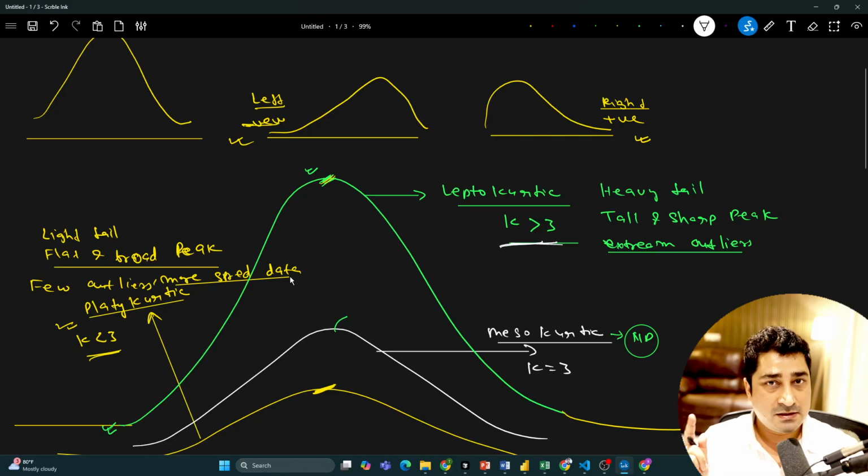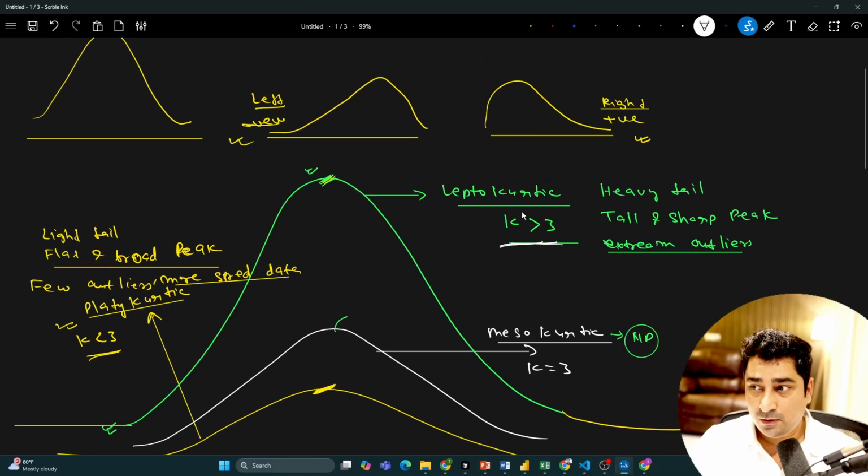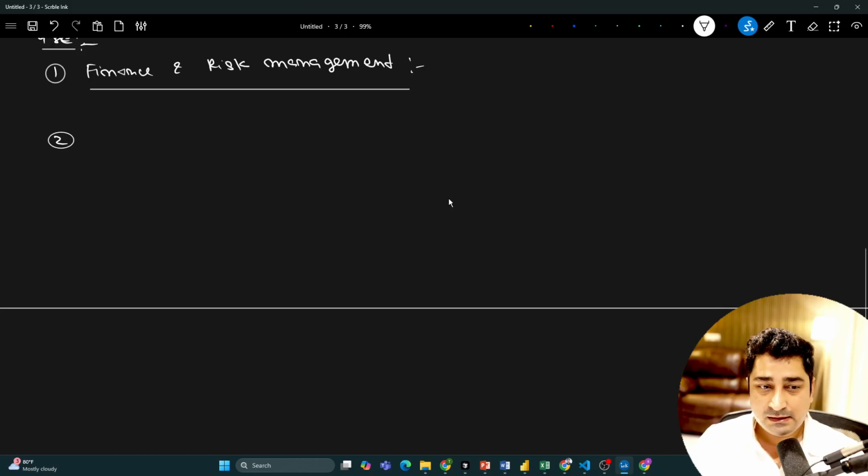This is one of the places where you will find the usefulness of kurtosis in day-to-day life. If it is showing a lepto nature, which is a higher value of k, more than 3, then it's a risky stock and you should not invest in that one.